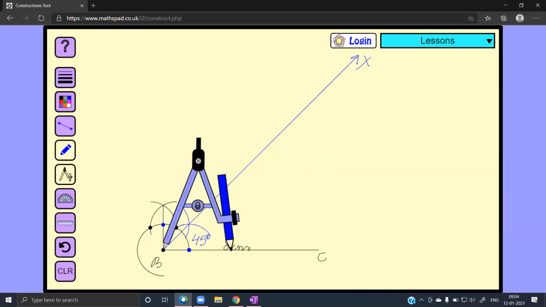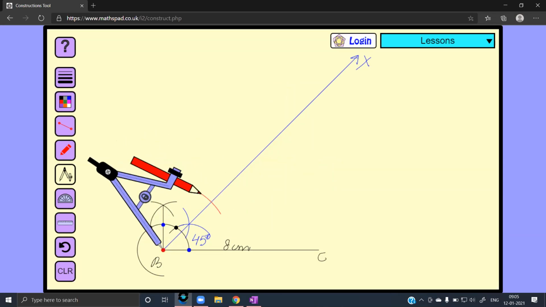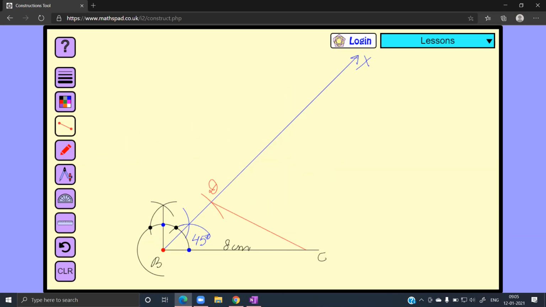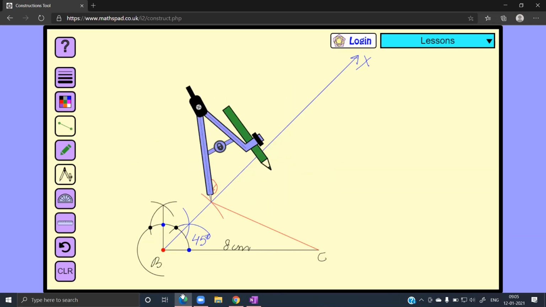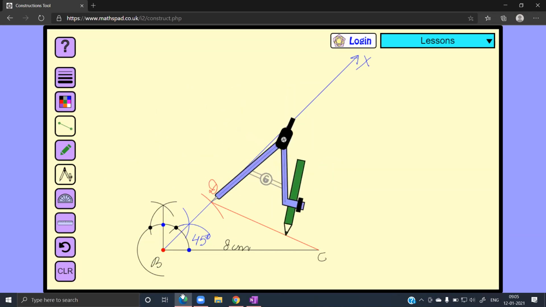So from point B, radius is 3.5. We will cut off an arc. This point will be D. Join point D with C. The next step is to construct the perpendicular bisector for DC. These are the same steps we followed in question number 1, almost same steps.